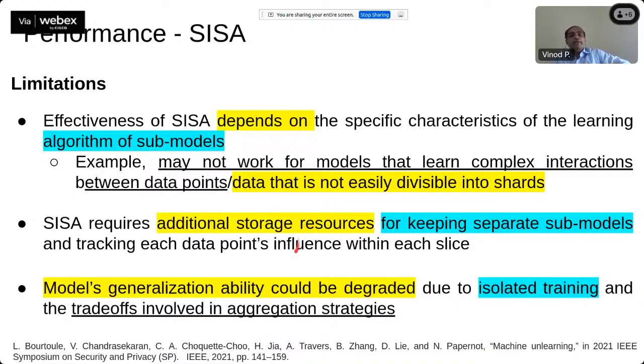And another thing is the problem of isolated training. Since all models are trained in isolation, they are not sharing information with each other, so it might affect the generalization of the model. The generalization of the model might be degraded. So these are the problems with SISA, and if you are interested to explore further, I may point you to a paper on machine learning from the group of Nicolas Papernot.